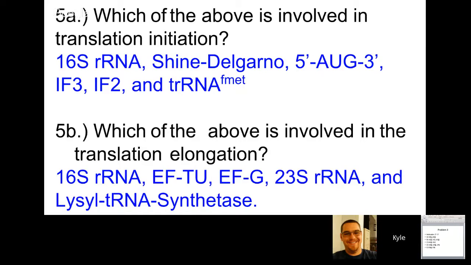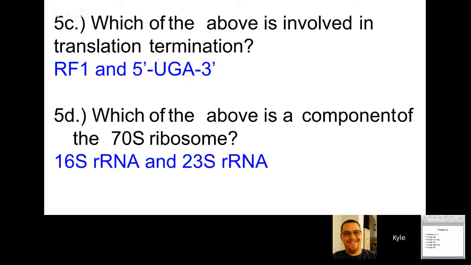For 5C, which of the above is involved in translation termination? That's release factor 1 and UGA, which is a stop codon. For 5D, which of the above is a component of the 70S ribosome? That would be the 16S rRNA, which is part of the 30S subunit, and the 23S rRNA, which is part of the 50S subunit, and the 30S and the 50S make up the 70S ribosome.